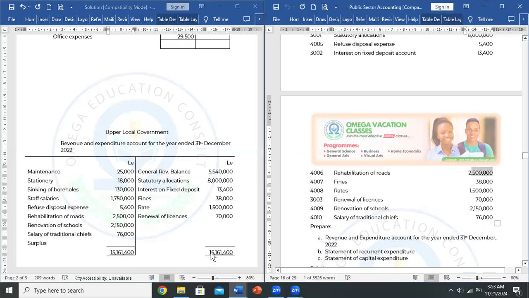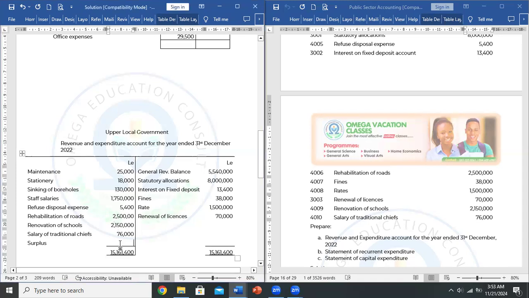The total is accurate, but let's get the debit side again since we took the wrong figure for the rehabilitation of roads. Yeah, Amma, please go ahead. So for the debit side, it will be 6,654,400. Sorry, 6 million. Okay, so deduct from the total 15 and let's see what we get.